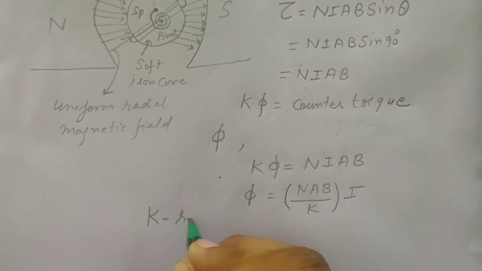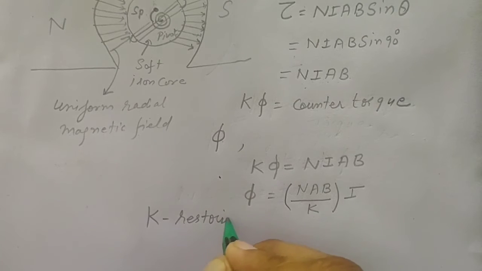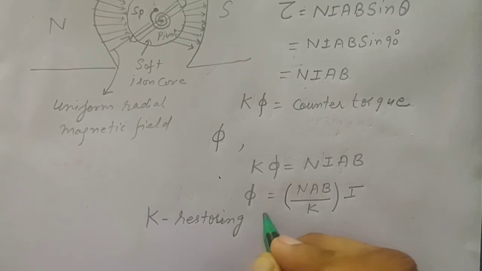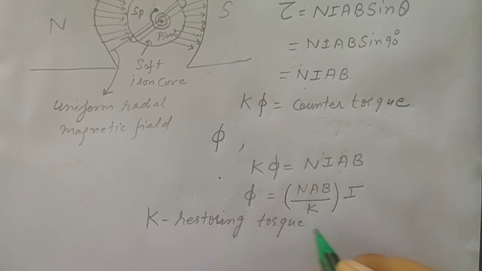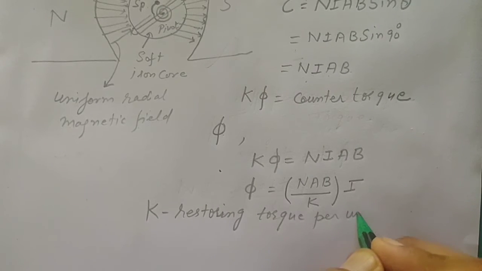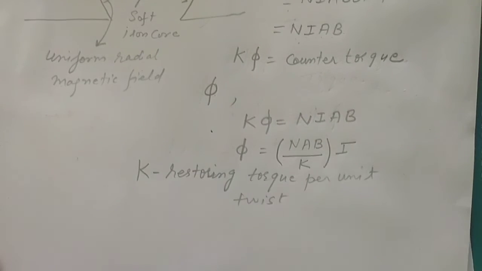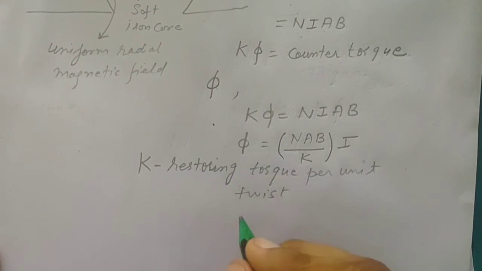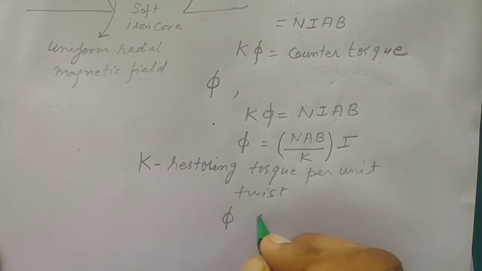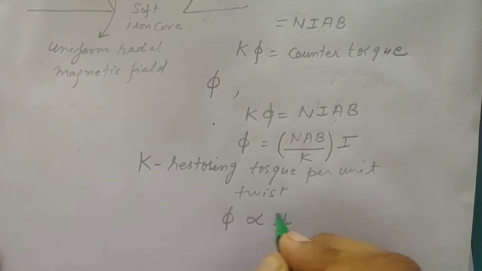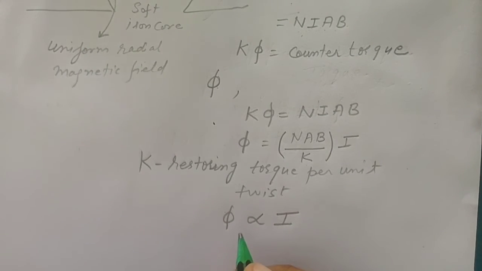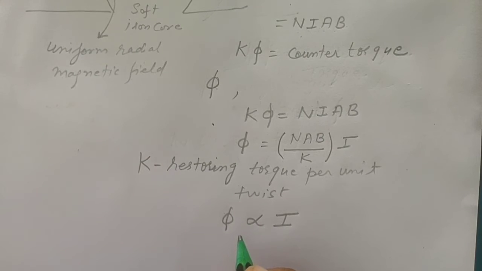that is, restoring torque per unit twist. So it means this deflection phi is proportional to the current. So this is the principle of the galvanometer.